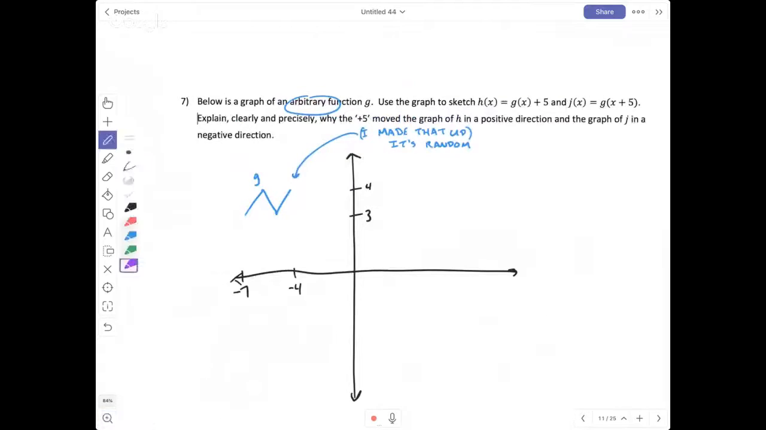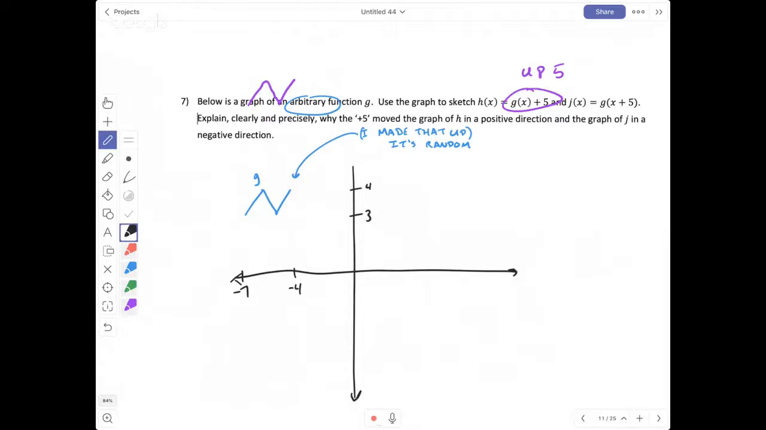We're going to say g of x plus 5. Plus 5 should move up 5. So here we go. Let's go up 5. There's my function g. And h of x is going to move it up 5. So up, oopsie, 1 space, and 2 spaces, and 3 spaces, and 4 spaces, and 5 spaces. So that's now way up here.